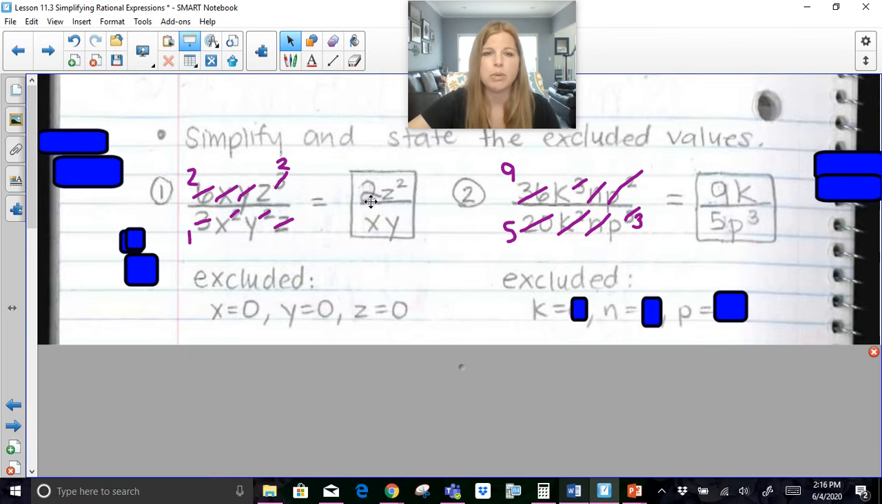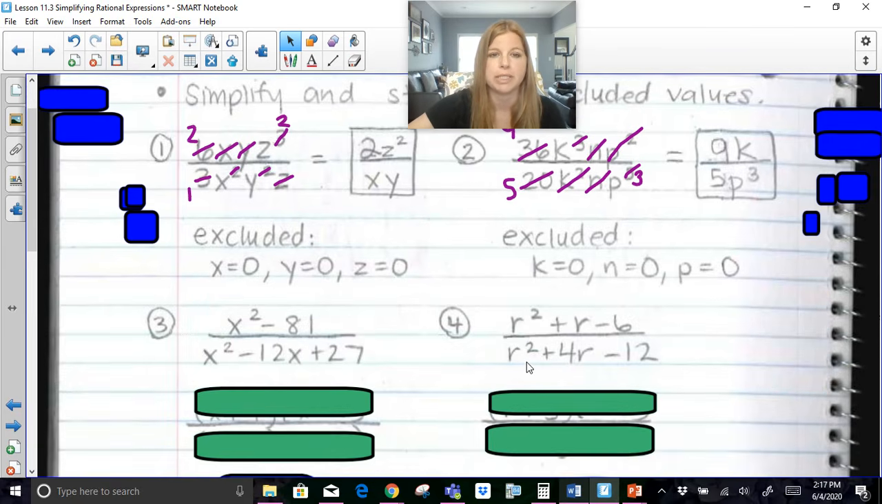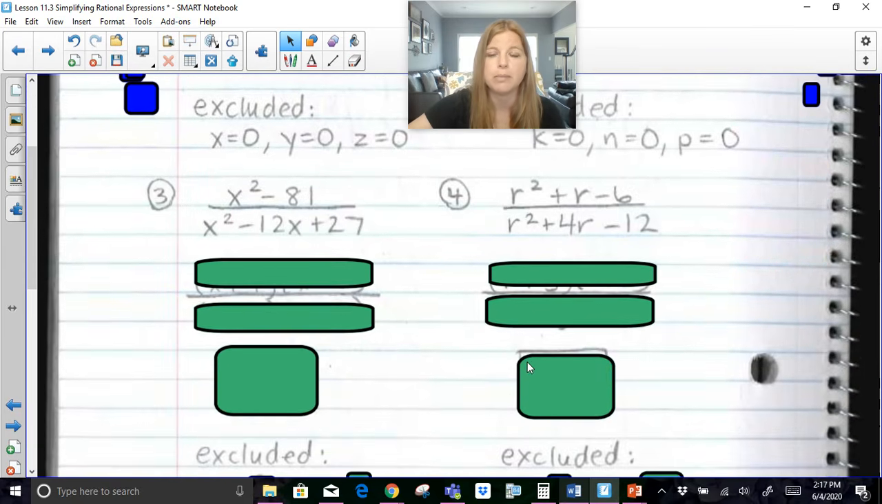And also note with this one too, you know it's simplified because there's nothing more you can do with the numbers. And notice you don't see the variables repeated. If you saw the same variable in the numerator and the denominator, you could keep going. And of course, my excluded values here, like I mentioned before, if it's a monomial in the denominator and they're all being multiplied by each other, all the variables, then they're all going to be 0, which is super, super easy. Okay, a couple more problems like we did on the beginning of the notes, which is good.